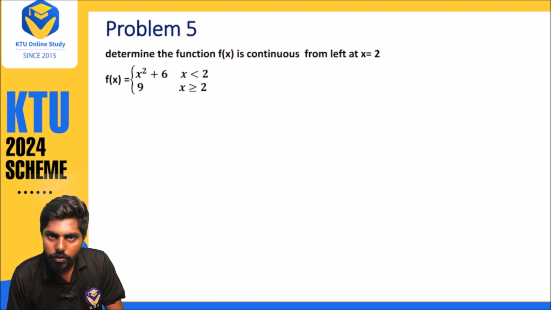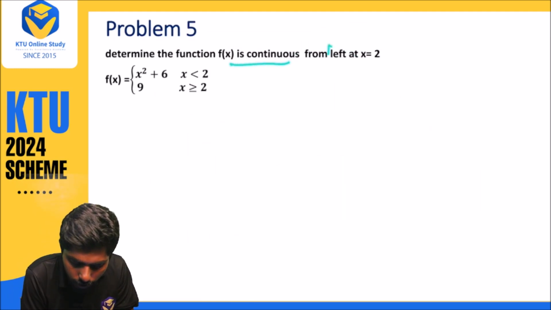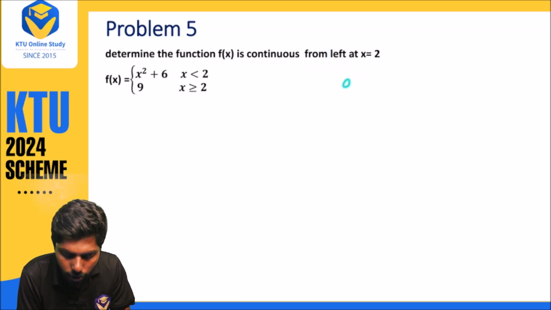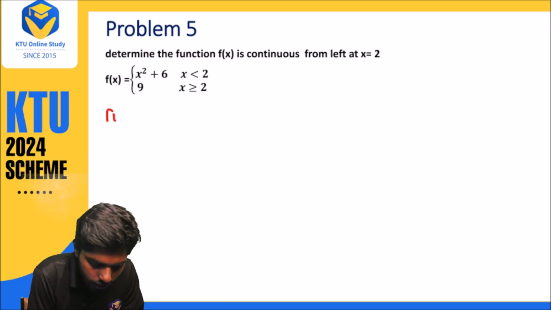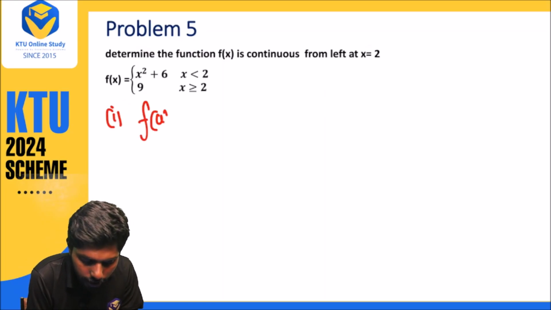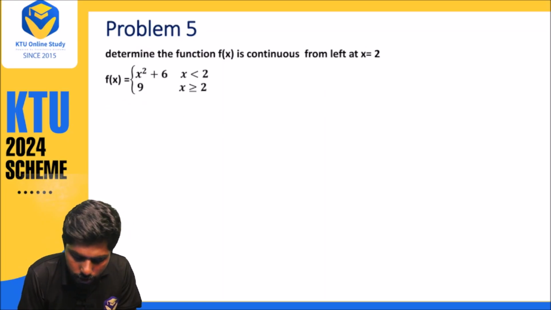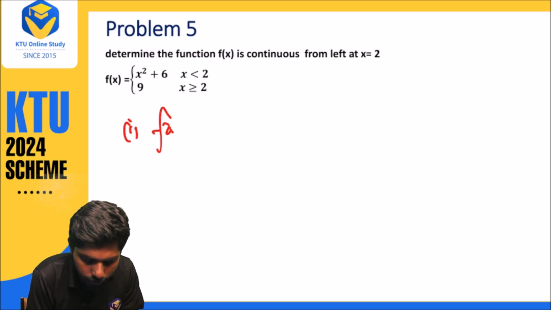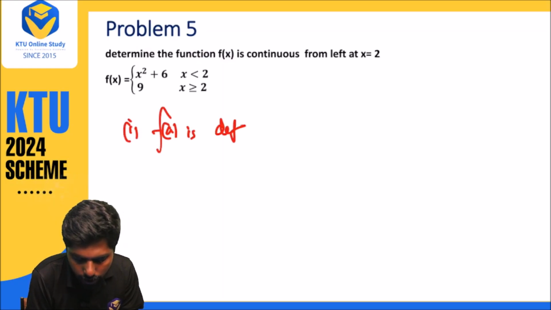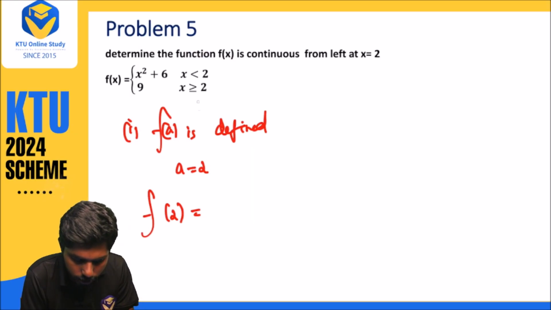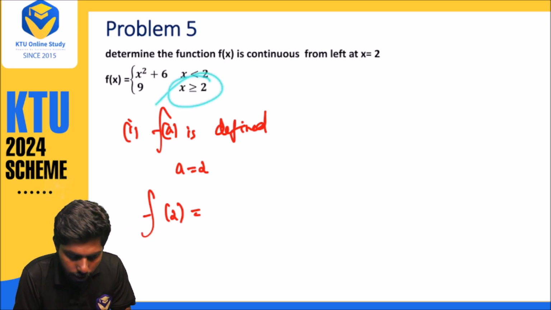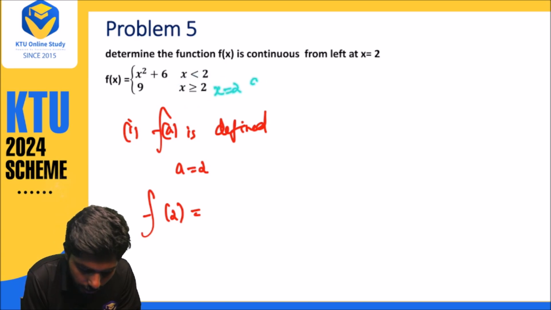What is the question they have asked? F of x is continuous from the left, and they have given a equal to 2. So what is our first condition? Condition number 1 is f of a is defined. We want to know f of a is defined. What is a? A equal to 2. So f of 2 is what? F of 2 they have given as 9.